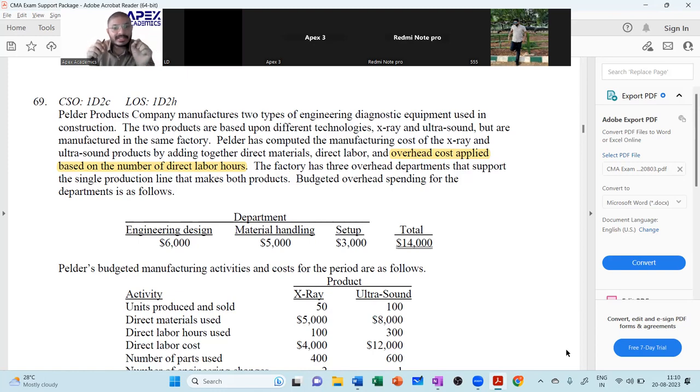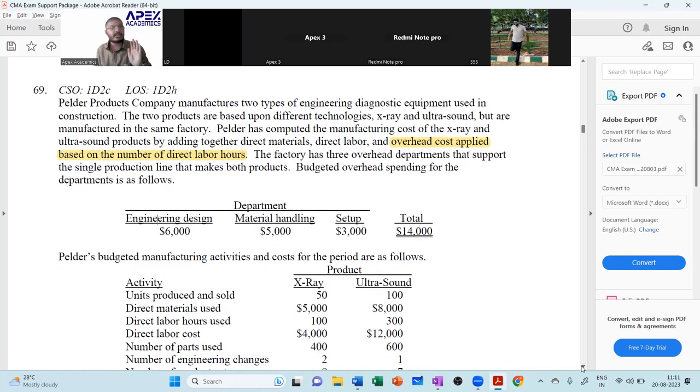The factory has three overhead departments that support the single production line that makes both the products. So there are three support functions that are there to make the main production. The support functions are engineering design, material handling, and setup. These three incur the overhead costs, and these costs are going to be loaded onto the production function. We have to calculate what is the actual overhead to be allocated to X-ray and to ultrasound.